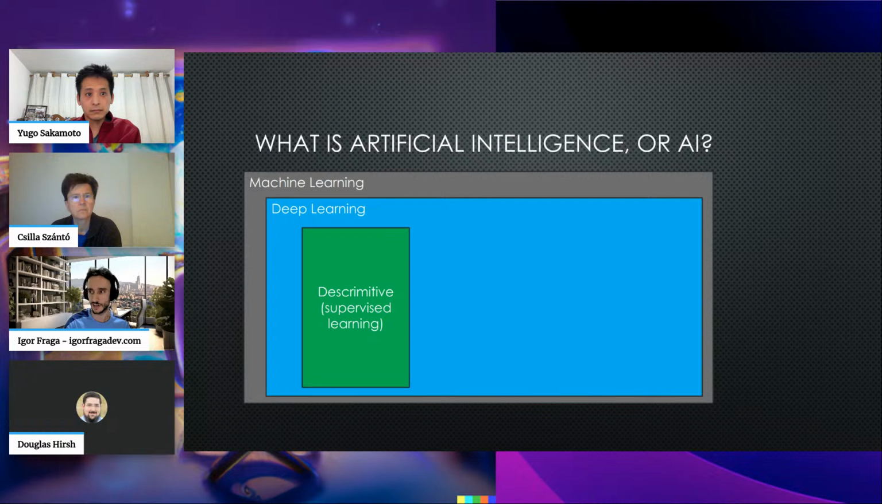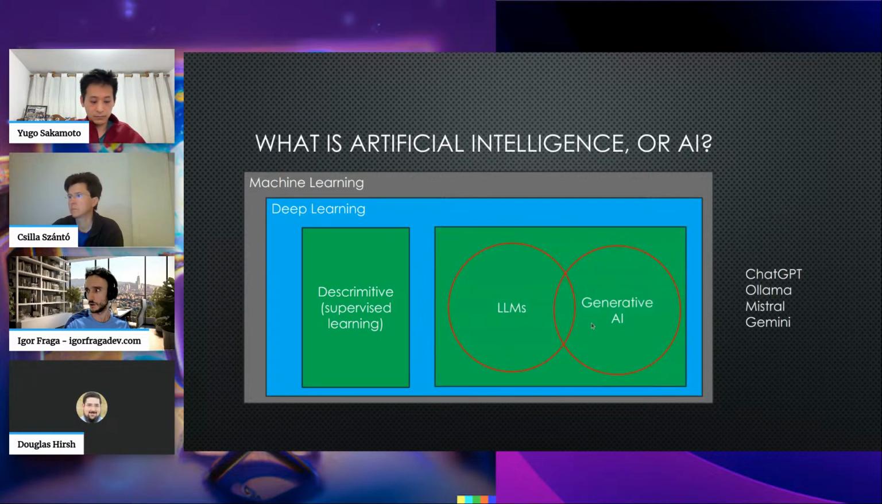And in deep learning, we can have separate categories there. That's discriminative, which is supervised learning, and also the subject of today, the LLMs and generative AI. These two are the most famous and trending ones for now. The most common and famous, I would say, is ChatGPT. Everyone knows it, but we have a whole bunch of them. Ollama is a local one, and Mistral, you can run those locally, and Gemini is the artificial intelligence from Google.